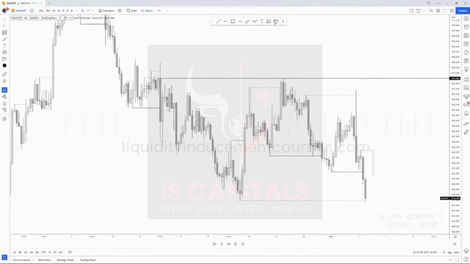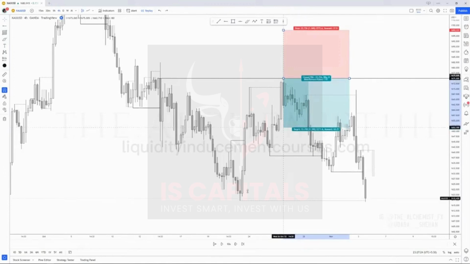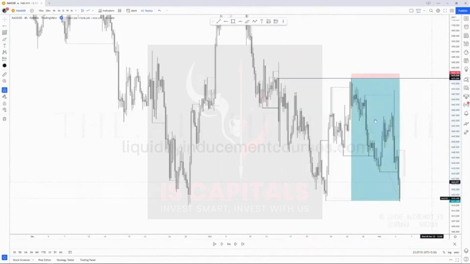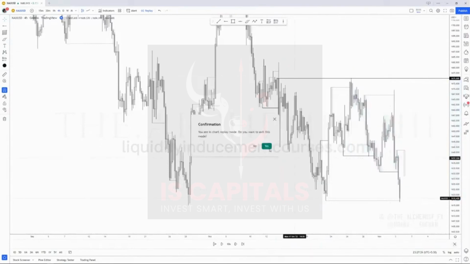Look at the entry. Take a sell here. Where do you target? External range liquidity. That is here. Can you see what happened? Right into the targets. Right into the targets. Okay, so that is how we can play with the ranges and all that stuff.